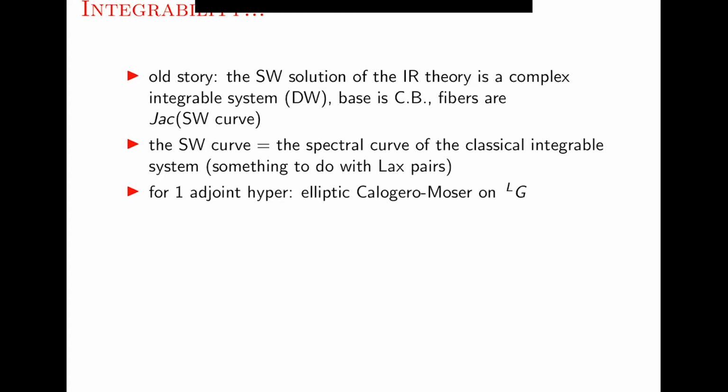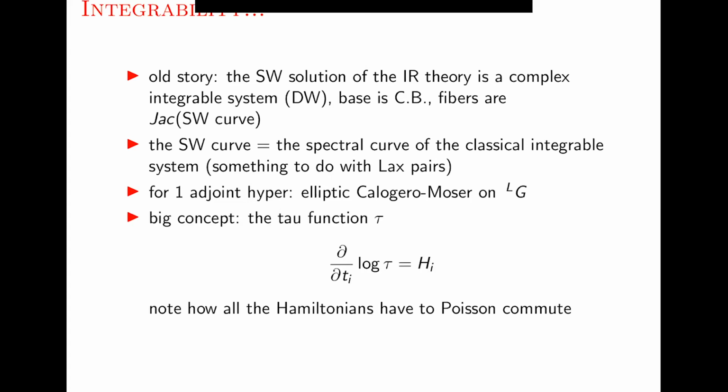Okay, so in our case, starting with one adjoint hyper, it's going to be the elliptic Calogero-Moser system on the Langlands dual group, which is an interesting thing observed by Kapustin as well. Now we come to this big concept. Fabrizio was saying something about the tau function. So what's the tau function in integrability? It's something which generates the Hamiltonians, and it does it in a very specific sense. Basically, you take the derivative to get back the Hamiltonian.